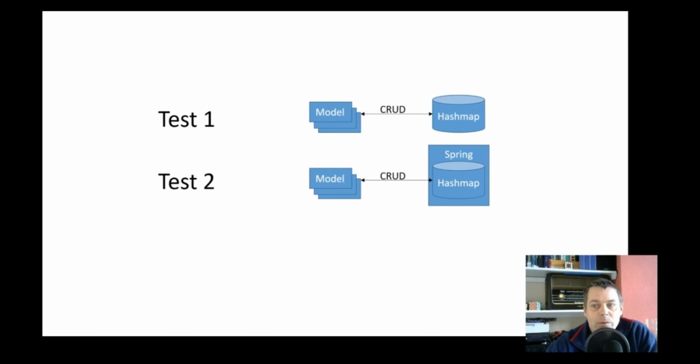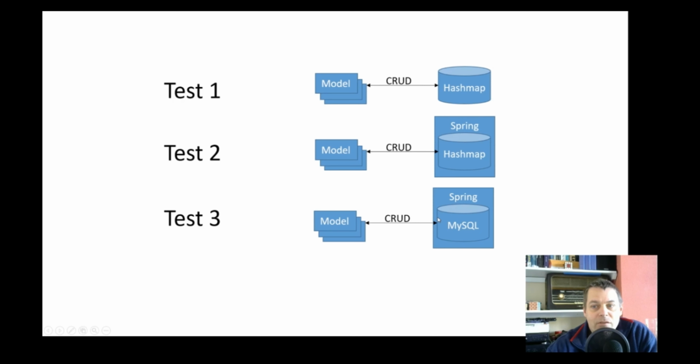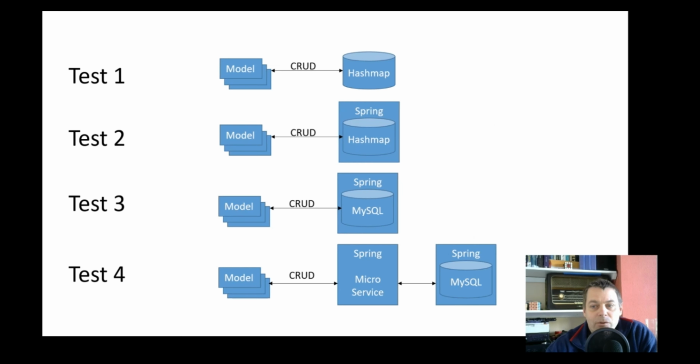For test 2, we're going to do the same thing, but we're going to do it via Java Spring. So we're going to do it with a REST call, and we're going to call Java Spring, and Spring's going to put the things in the HashMap. For test 3, we're going to do the same thing, but this time instead of using the HashMap, we use a MySQL database. And for test 4, we'll introduce microservices.